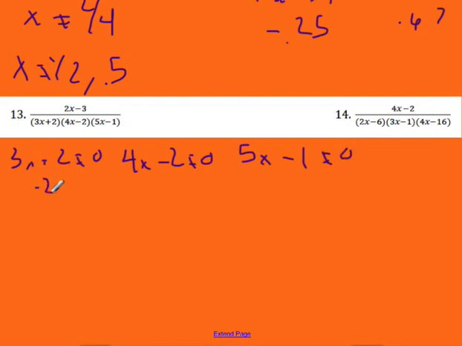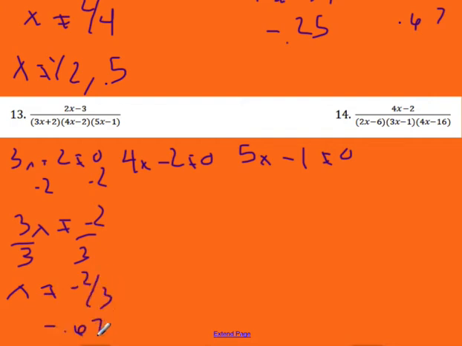Well, for the first one, I'm going to subtract 2 from both sides. So I get 3x cannot be a negative 2. Divide both sides by 3, and I get x cannot be a negative 2/3 or a negative 0.67. For the next one, add 2 to both sides, and then I get 4x cannot be 2. Divide both sides by 4, and I get that x cannot be 1/2, because again, you can divide 2 over 4 by 2, which is the same as 0.5.